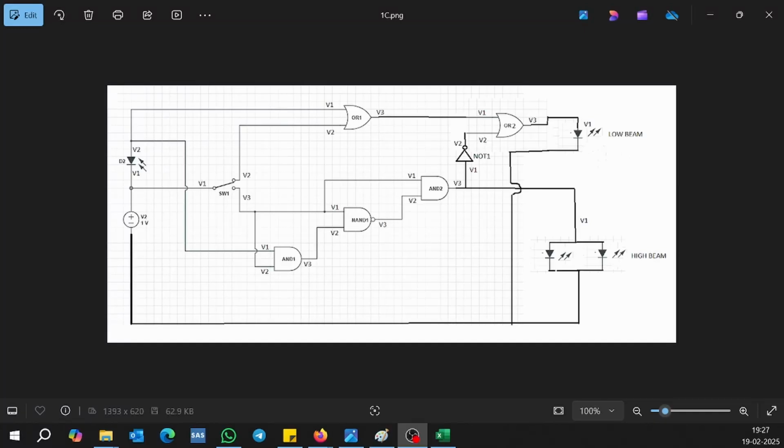Okay, this is your circuit diagram for your project. I'll first show you these components, and then I'll explain the individual components to you one by one.